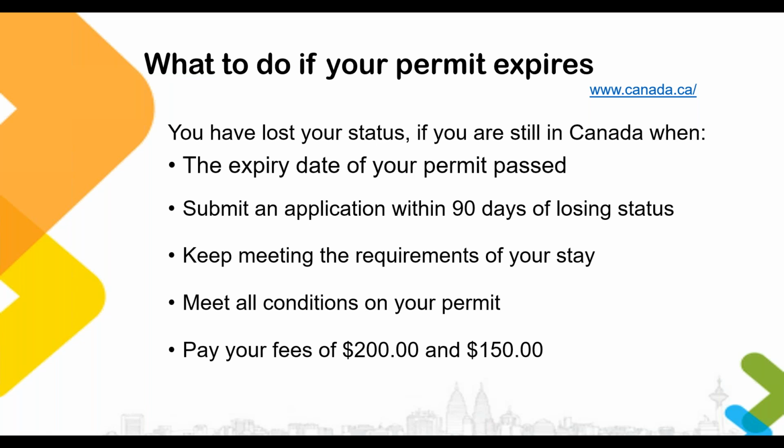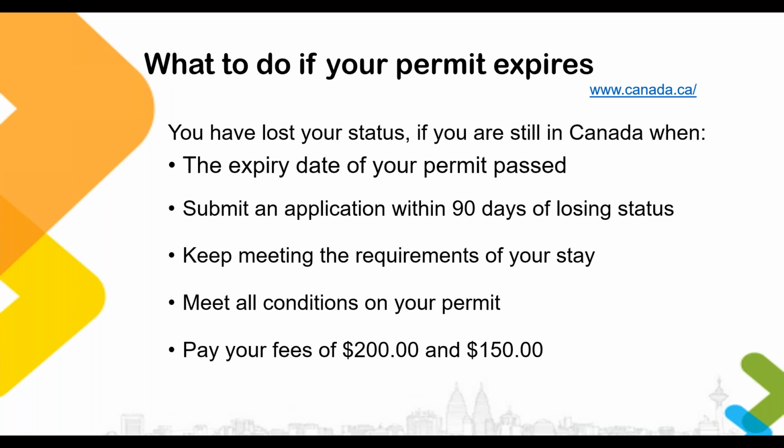Now, what you're going to do is submit your application. It must be submitted within 90 days of losing your status. You must continue to keep meeting the requirements that are required of you to stay here. You must meet all the conditions listed on your current permit, and you have to pay the restoration fees. The restoration fee is $200, and for an additional study permit, you would also pay an additional $150.